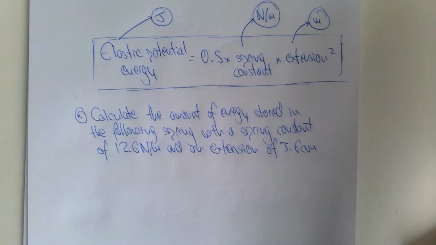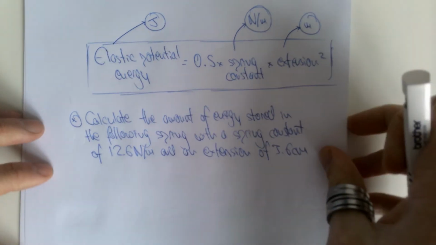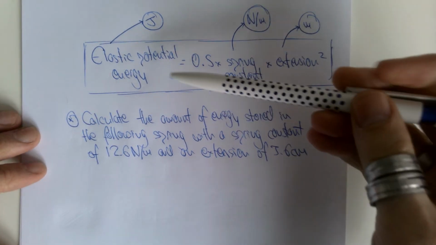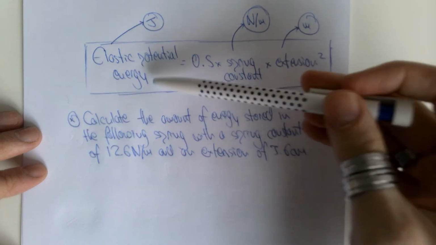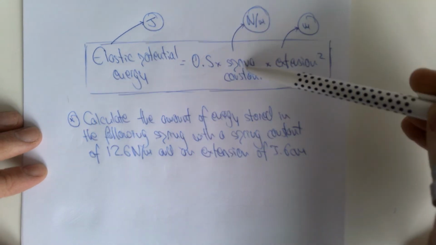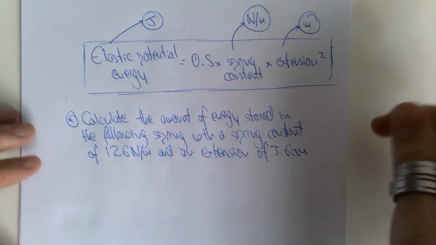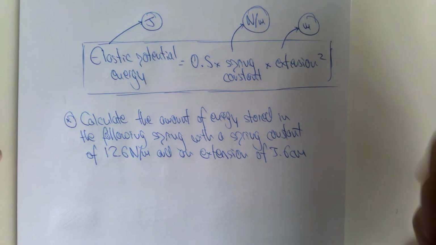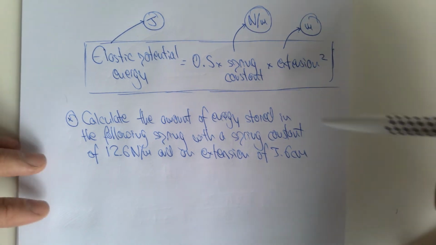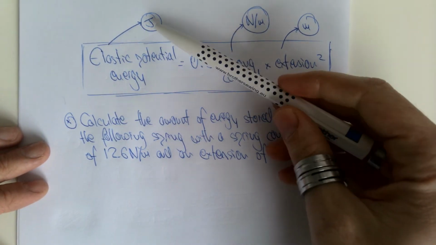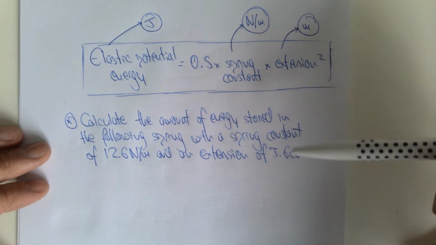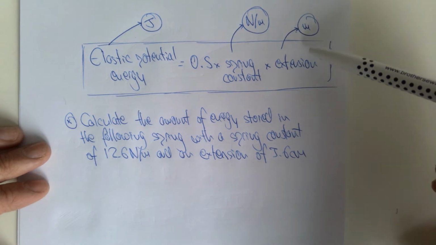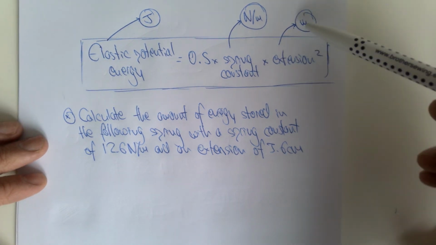So, welcome to our worked example looking at how to utilize the formula for calculating elastic potential energy. As you can see, elastic potential energy equals half times spring constant times extension of an elastic object, such as a spring, squared. Now, our units are important. Energy is measured in joules, spring constant, as used before, is measured in newtons per meter, and extension, as in previous equations that we've used, is measured in meters as well.